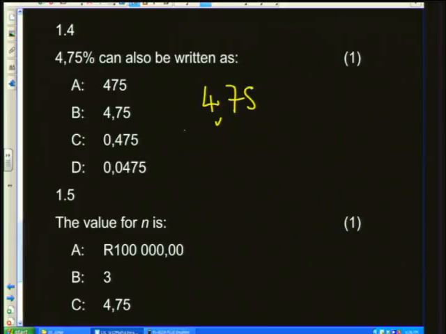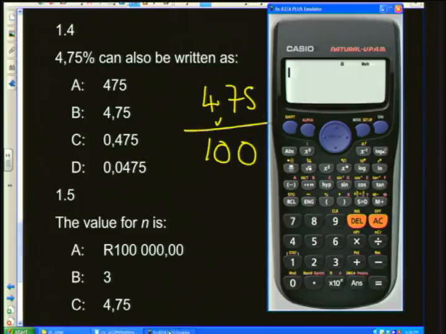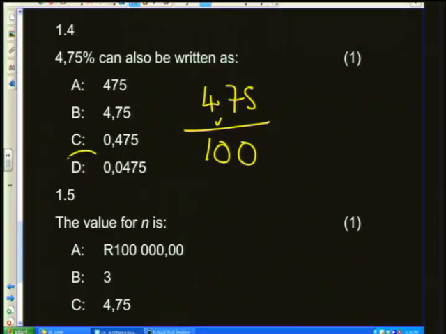Oh my word. Okay, guys, 4.75% is 4.75 over 100. Okay? Now, out comes the calculator, and we say 4.75 over 100 equals 0.0475. C or D. That was close enough. Okay.